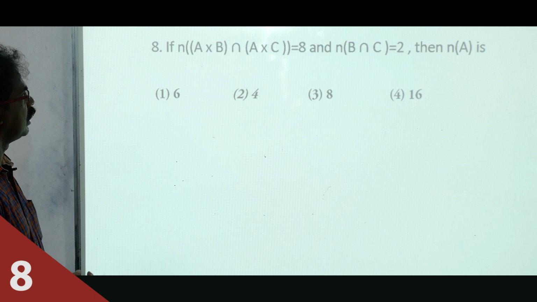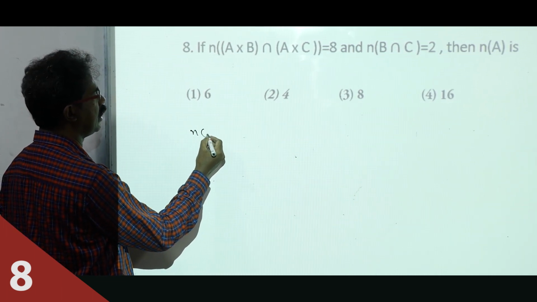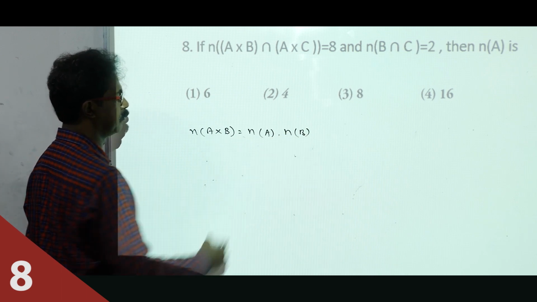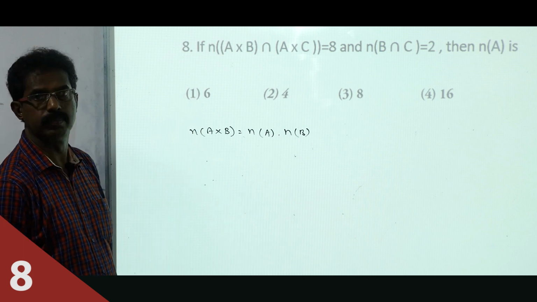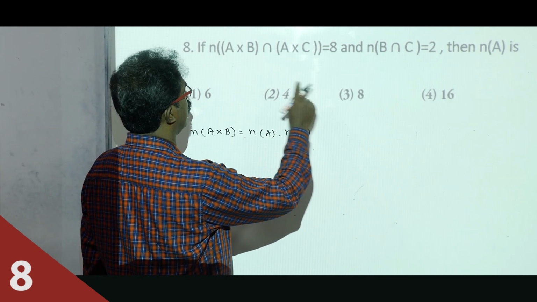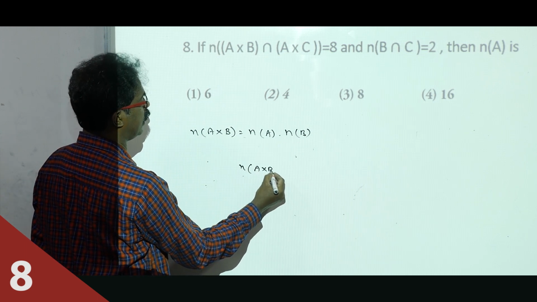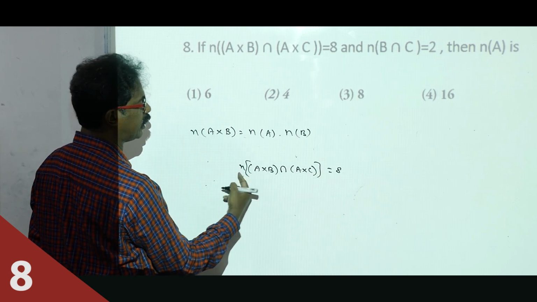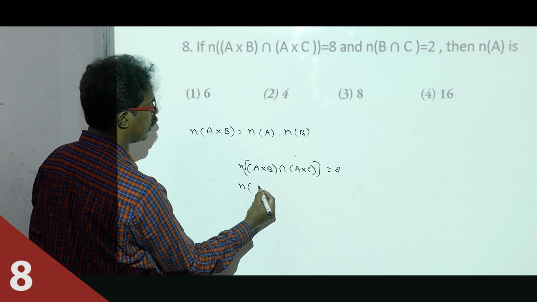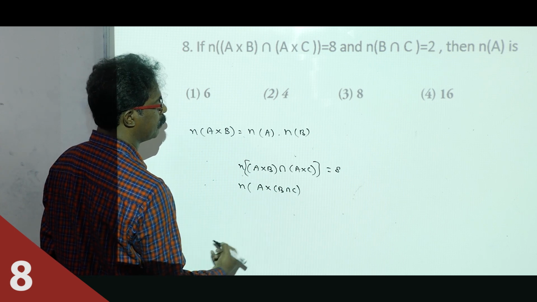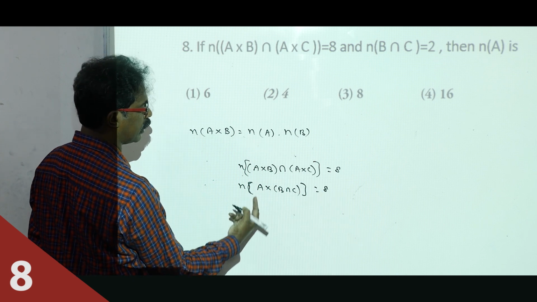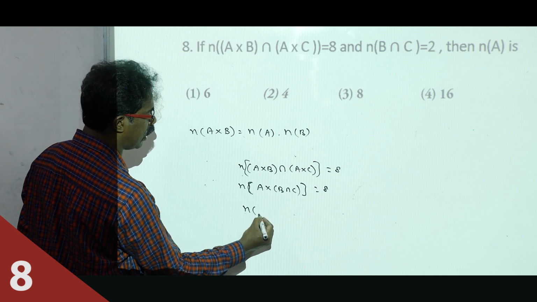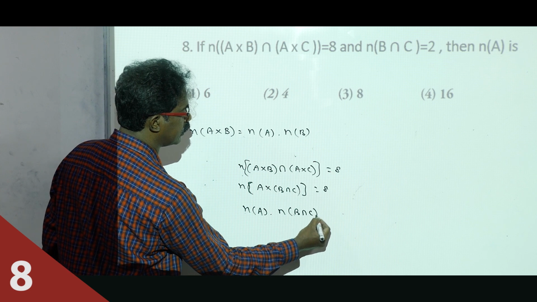N of A cross B intersection A cross C. Just remember this: N of A cross B is the same as N of A into N of B. Using this only we can do this one. So what is given here? N of A cross B intersection A cross C is given as 8. You can write it like this: N of A cross B intersection C equal to 8, because A cross B intersection C is A cross B intersection A cross C. Now we can write it as N of A into N of B intersection C is equal to 8.